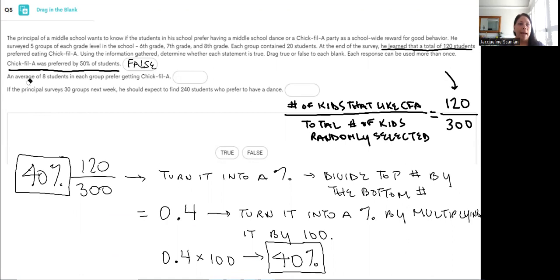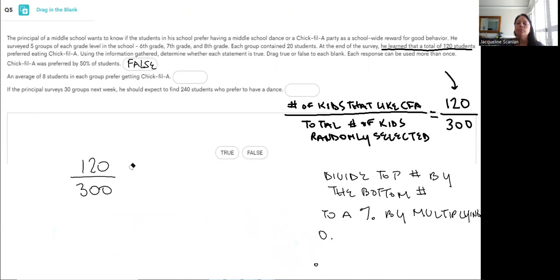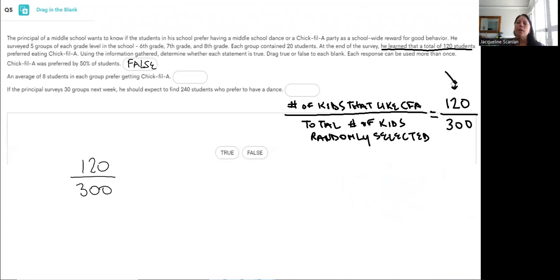Question 2 said an average of 8 students in each group prefer getting Chick-fil-A, right? So here's how I would approach this one. I'm going to clear all this except for the false and the 120 out of 300. That might come into play. I want to keep that. That's an important fraction for all of this. We'll remember what that fraction represents. I'll actually keep it over there.